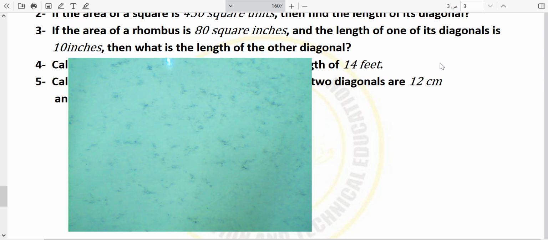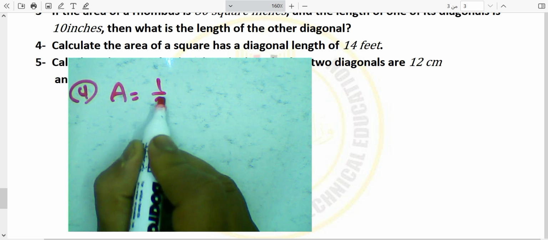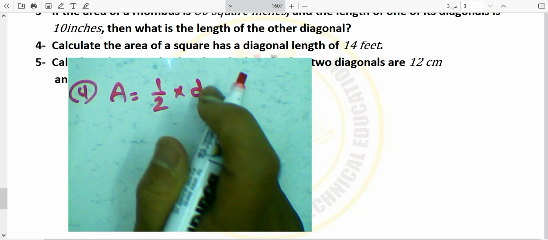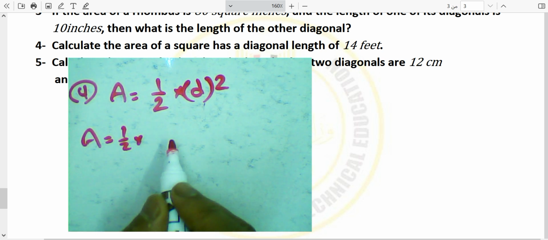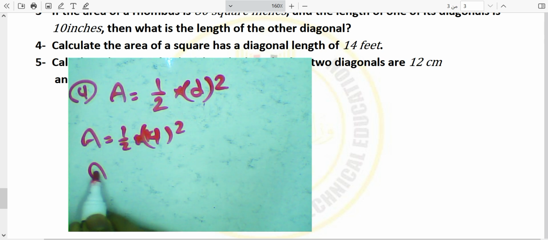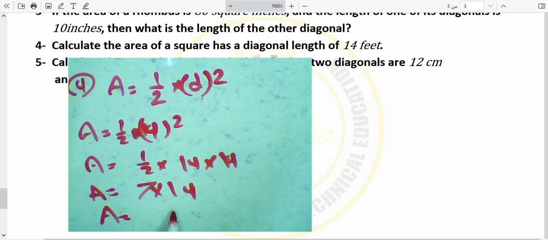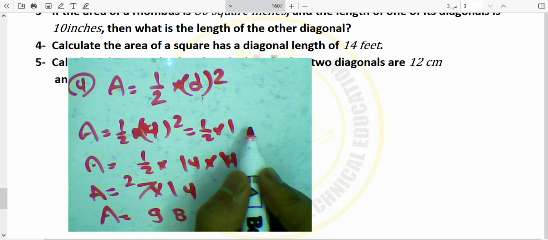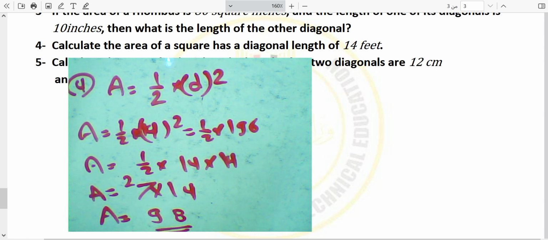Okay, next question, number 4. Calculate the area of a square with a diagonal of 14. We know the area is half times the diagonal squared, because it's a square, okay? Square, because the two diagonals are equal in length and perpendicular. Then the area will equal half times 14 squared. Then the area will equal half times 14 times 14. Half of 14 is 7. 7 times 14: 4 times 7 equals 28, write 8 and carry 2, then 1 times 7 is 7, plus 2 equals 9, giving 98. Or you can write half of 196, divided by 2. Then the area will be 98 square feet.